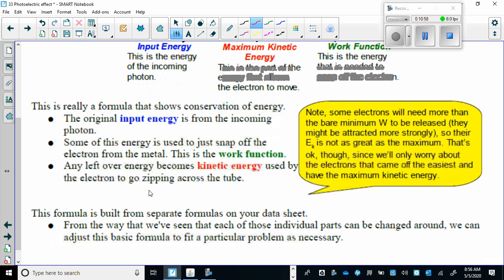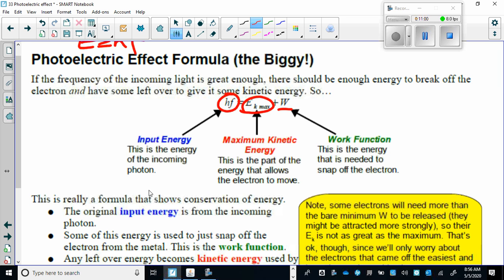All right, now I usually write this formula as follows. I'm just going to solve it for EK max. So if I solve that for EK max, I get this. EK max equals hf minus the work function. It doesn't matter which way you write it, as long as you understand that it's a conservation of energy.